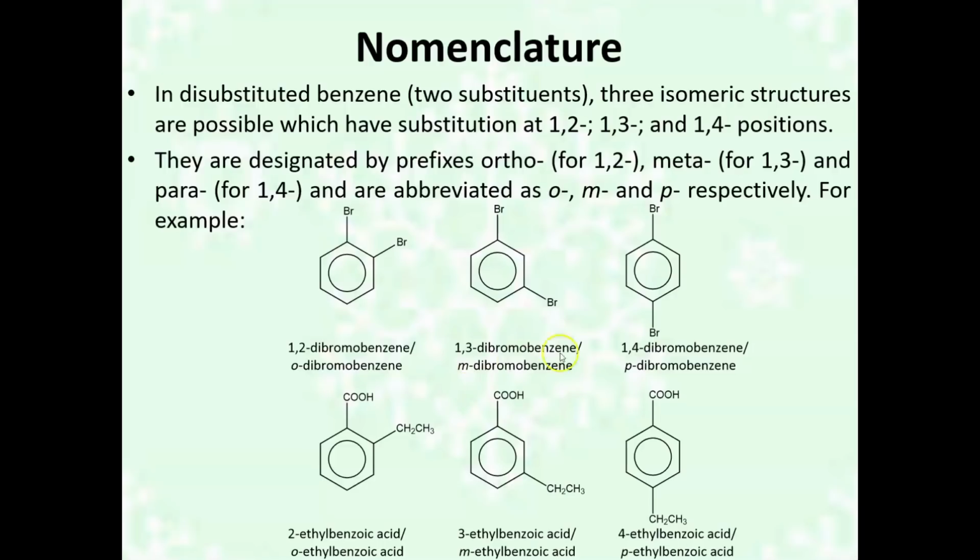Then we have the third one where the bromines are attached at positions 1 and 4. So it's named 1,4-dibromobenzene or p-dibromobenzene, where the p is referring to para. Okay, next, look at the second row of examples here. The first one has two substituents, COOH and CH2CH3.